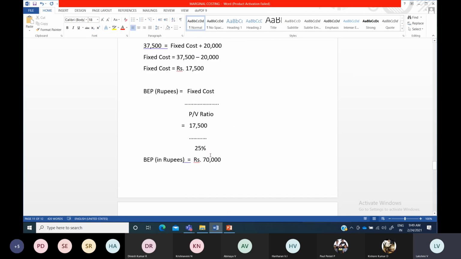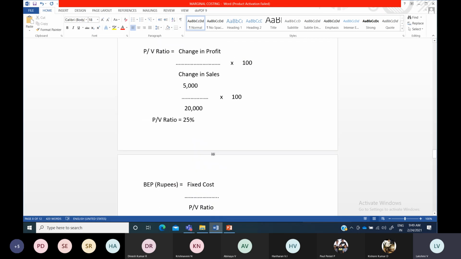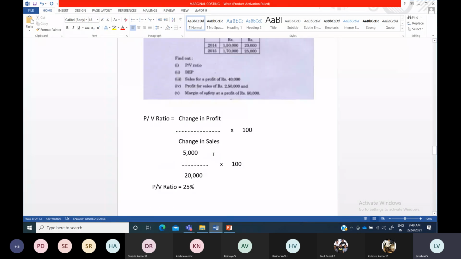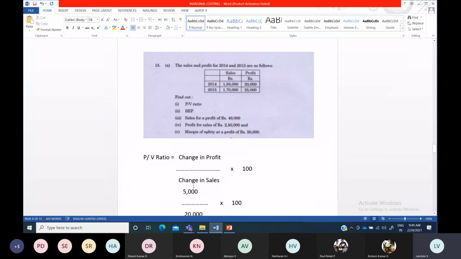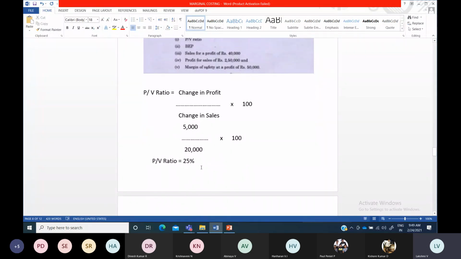So for this kind of problems, you must be thorough with your formulas and you have to see how to substitute, how can we derive that value. So one piece of information will be there, the other information we can calculate with that. Okay, so like that only you have to do such kinds of problems. Marginal costing ratio analysis, you have to do in that way only.